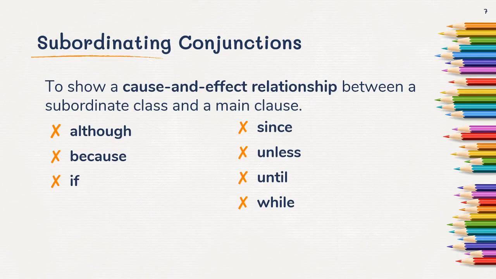Subordinating conjunctions are used to show a cause and effect relationship between a subordinate clause and a main clause. Now, this may sound a bit complicated, but with examples, we'll come to understand it. Here we have some examples of the words themselves: although, because, if, since, unless, until, and while. I want you to remember, put it in your head. The subordinating conjunctions are used to show a cause and effect relationship.